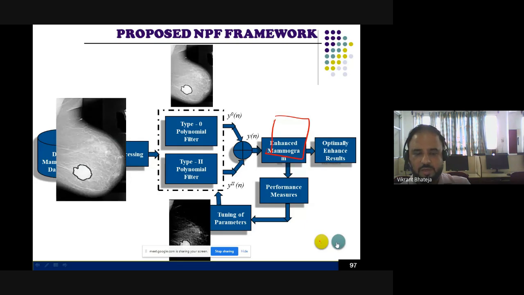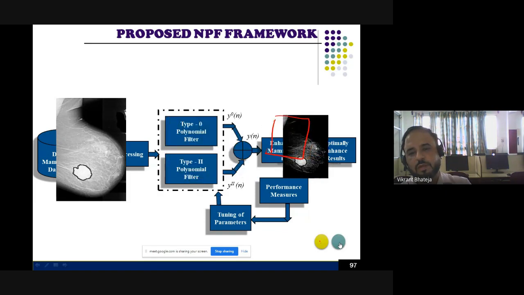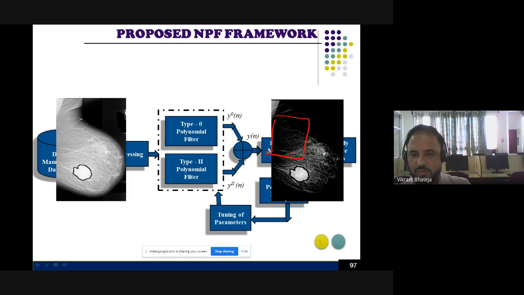Okay, so you can see a similar response on another set of images. This is the response of type 0. This is the response of the type 2 filter. And say this is the combination. So you can see over here that this region of interest has been enhanced.